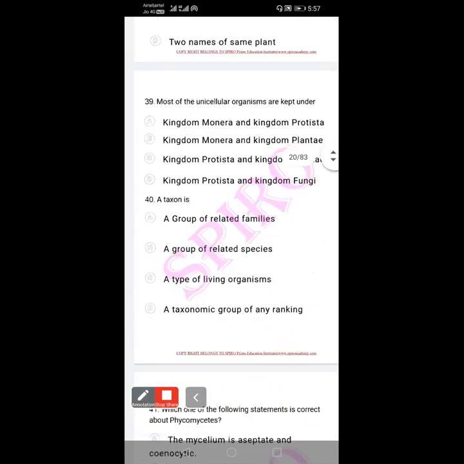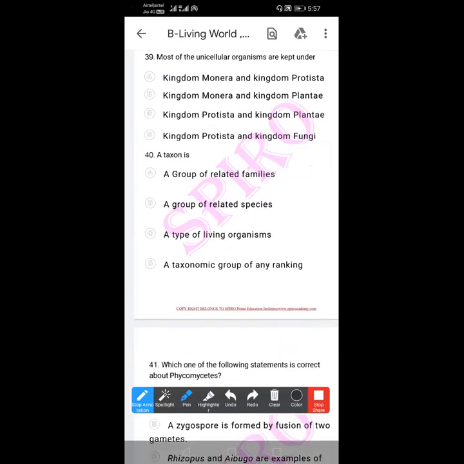Students, question number 39. Most unicellular organisms are kept in? In the five kingdom classification, the unicellular organisms belong to two kingdoms. They are Monera and Protista. The difference is Monera are unicellular prokaryotic, and Protista are unicellular eukaryotic. So the correct option is option A, whereas the kingdom Plantae is multicellular. So the correct option is option A.